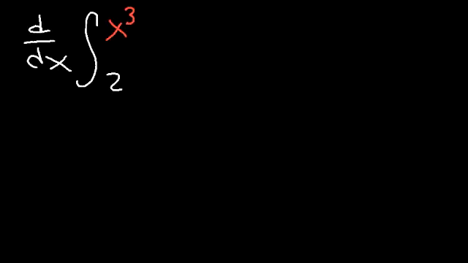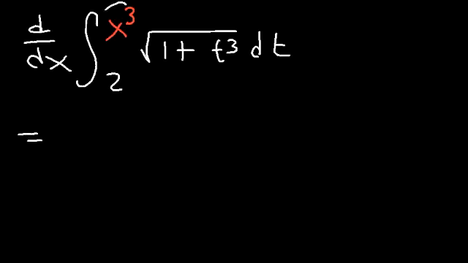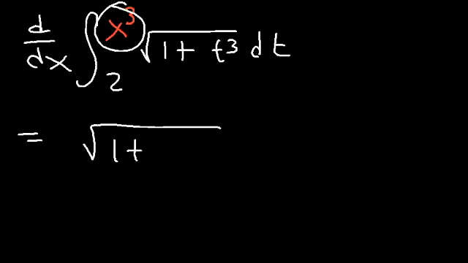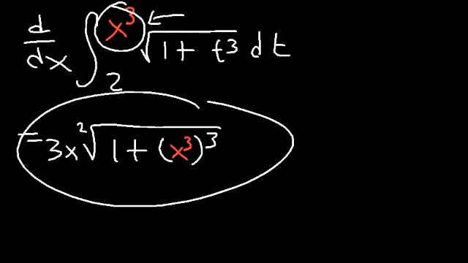But now let's work on some more examples. So using the fast technique, go ahead and calculate the value of this expression in terms of x. So step 1, replace t with x cubed. So it's 1 plus x cubed raised to the third power. Step 2, differentiate x cubed. The derivative of x cubed is 3x squared. And so this is going to be the answer. It's 3x squared times the square root of 1 plus x to the ninth.